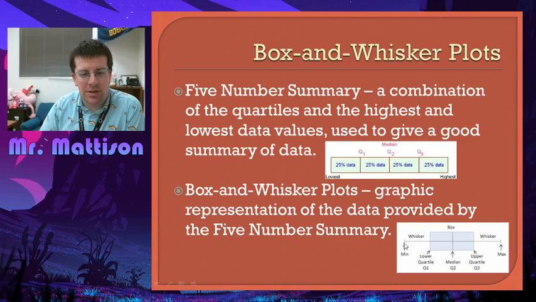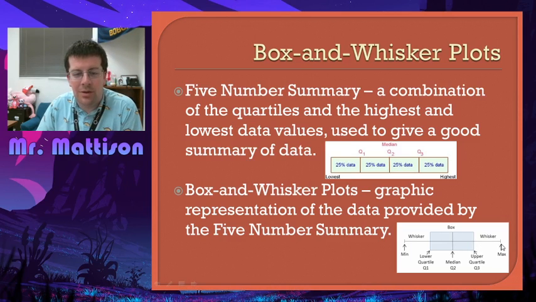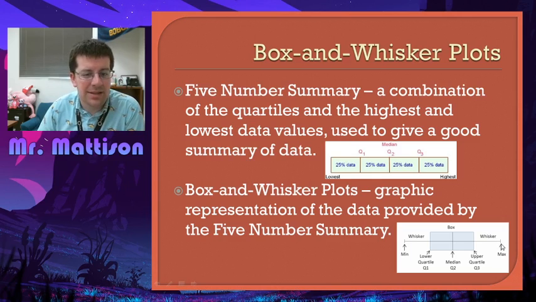So this whisker starts at the minimum, and then we draw it out until we get to the first quartile. Then we have our box around the entire interquartile range, so from the first quartile to the third one. We draw a line through at the second quartile or the median, and then we have our other whisker that goes from the third quartile out to the maximum value.